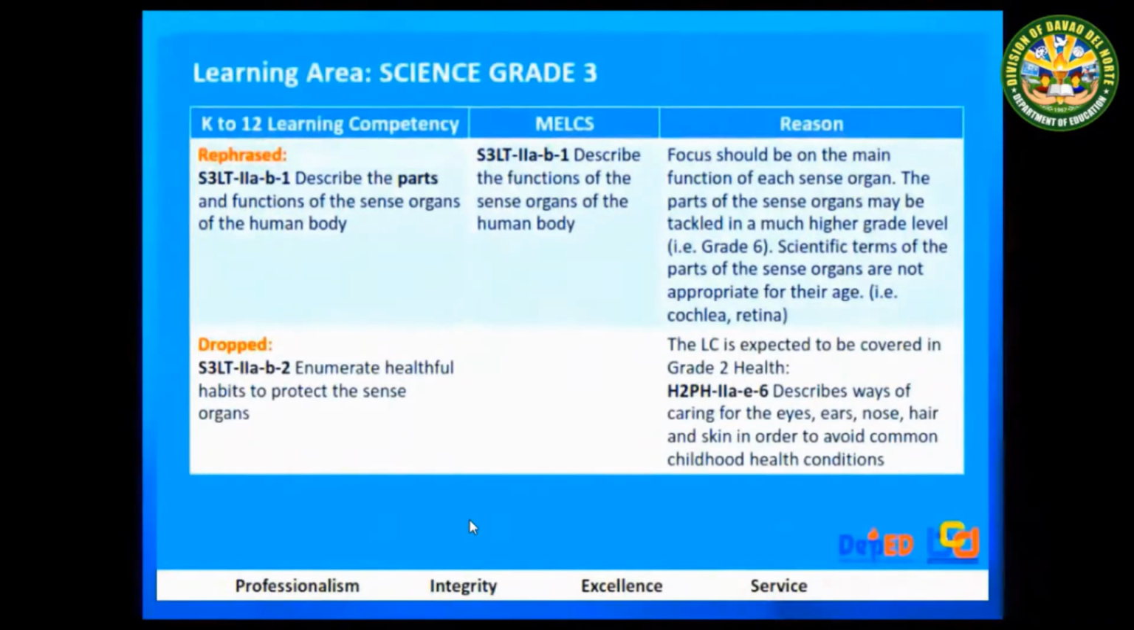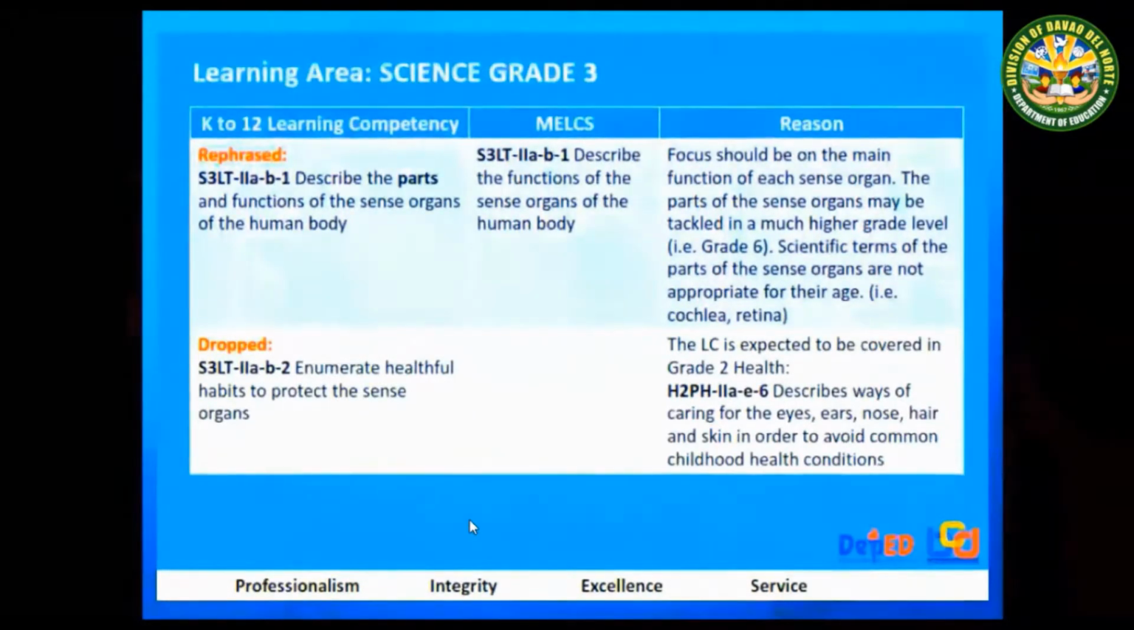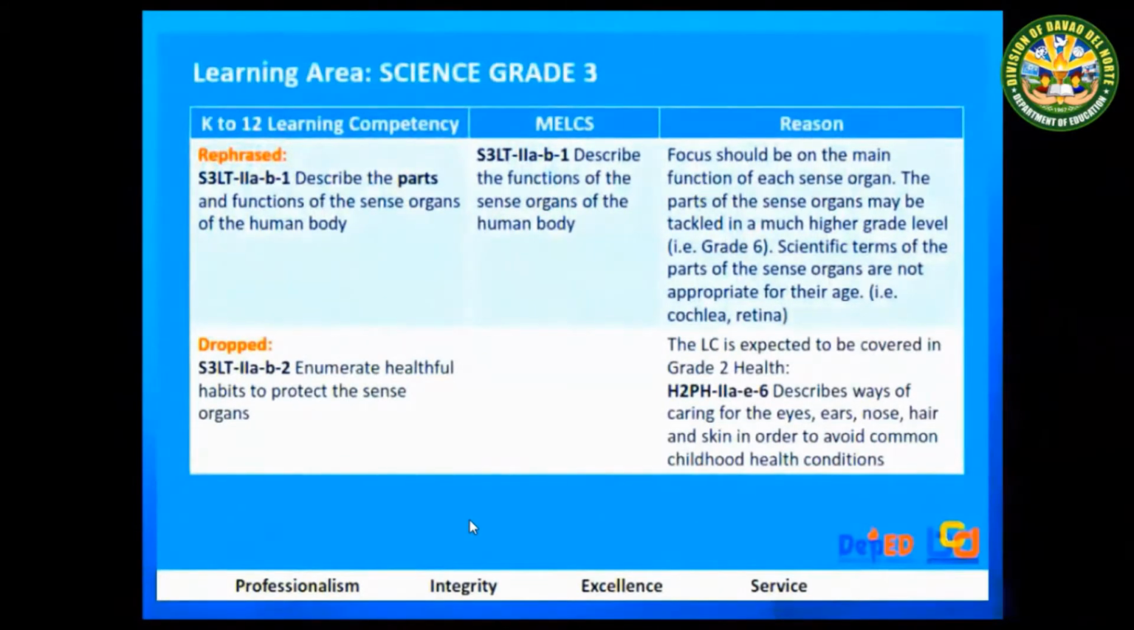Describe the parts and function of these organs of the human body. To MELCs: describe the functions of the sense organs of the human body. The reason for this is that focus should be on the main function of each sense organ. The parts of the sense organs may be tackled in a much higher grade level. Scientific terms of the parts of the sense organs are not appropriate for their age.